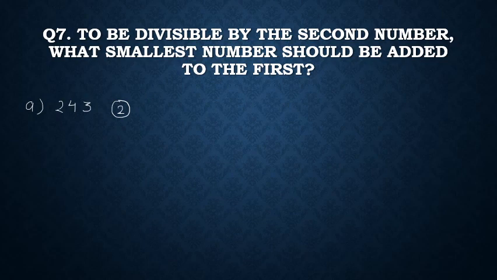So we know that we need an even number which can be divisible by 2. So to make this number even, the smallest number which we can add is 1. So we can write here 243 plus 1 equals 244, and this number is divisible by 2. Now I'm going to write the B part.